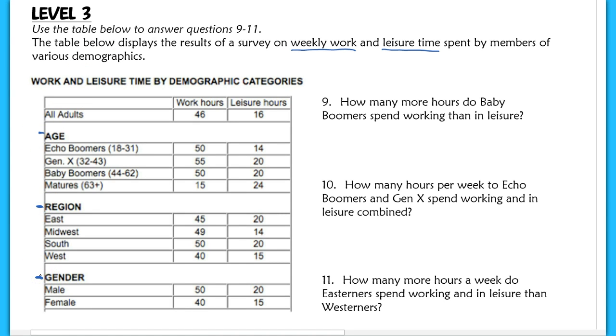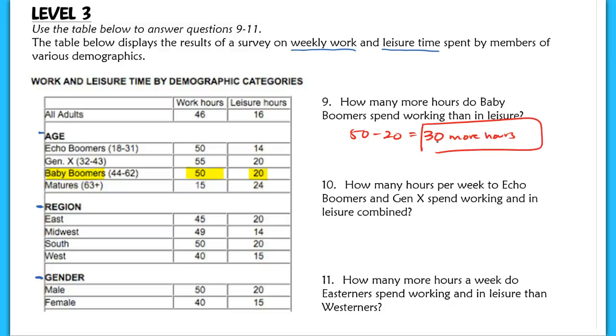So this first question says, how many more hours do baby boomers spend working than in leisure? So I want to look at baby boomers, and they spend 50 hours. So here's baby boomers. They spend 50 hours working and 20 hours with leisure hours. So they spend 50 minus 20, 30 more hours working than in leisure.